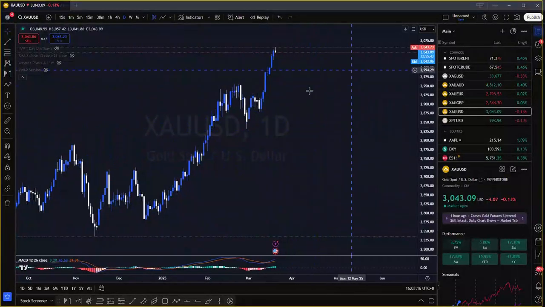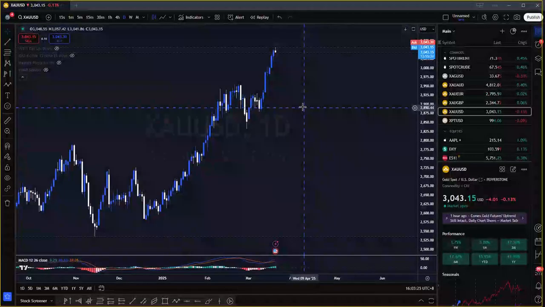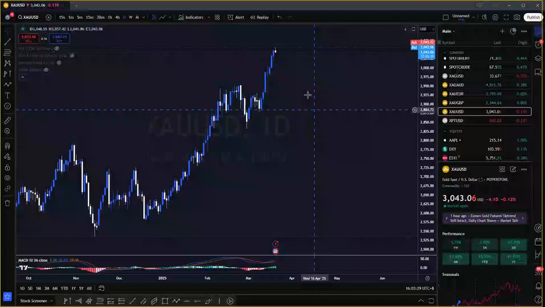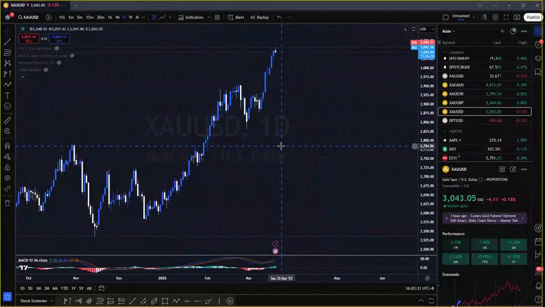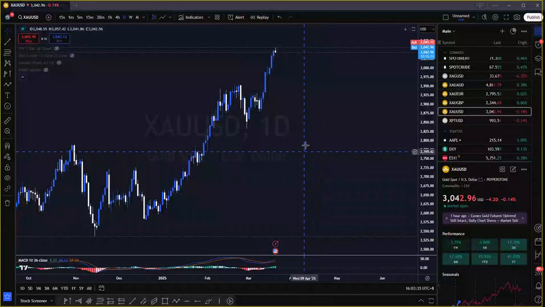Okay, so this tool that we're using is called TradingView. It's the same as a lot of the other charting platforms. Some of you might be familiar with MT4, MetaTrader. TradingView is one of the most common front-end tools, and you can connect directly to Vantage as well.